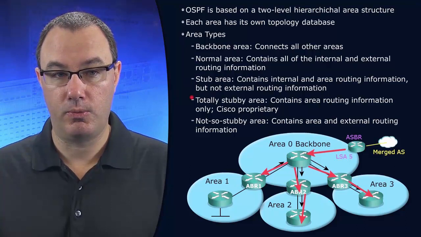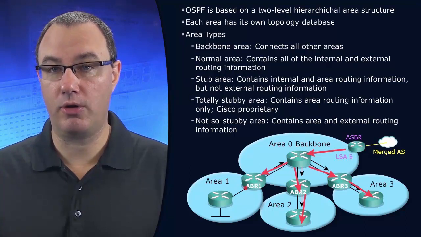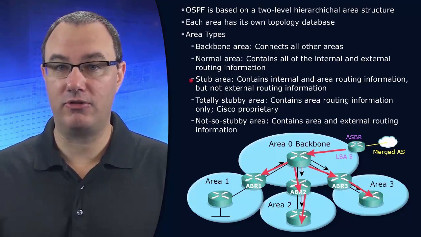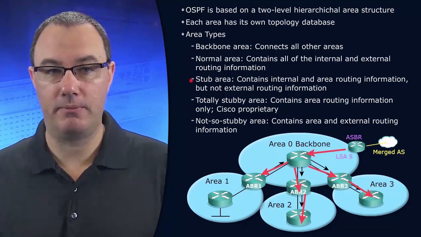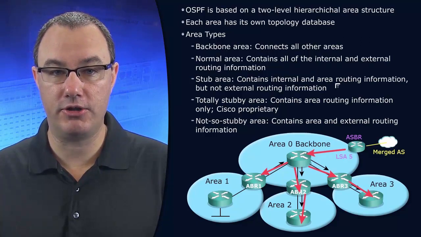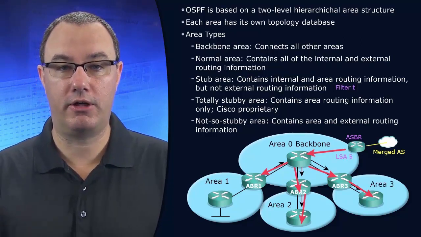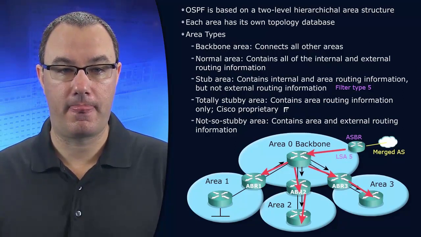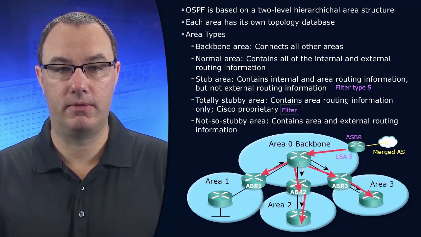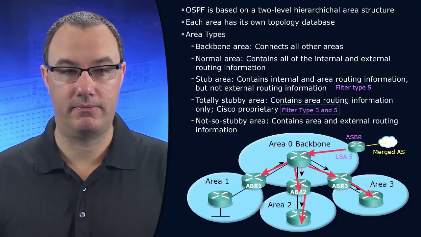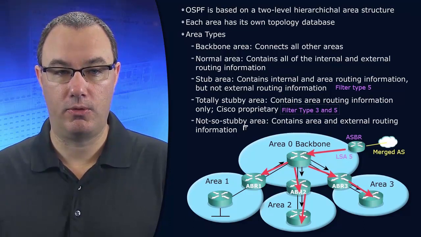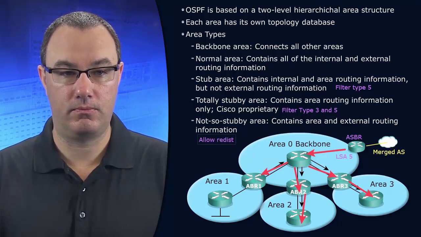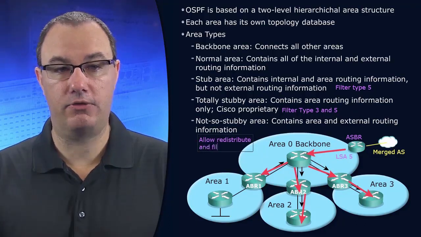Totally stubby will in fact also filter type 3s. More on that later. I just want to give you an understanding that totally stubby and stubby areas are about filtering. So a stub area is going to filter type 5 and just type 5. Filter type 5. Totally stubby area will filter type 3 and 5. And a not so stubby area will allow redistribution and filter type 5.